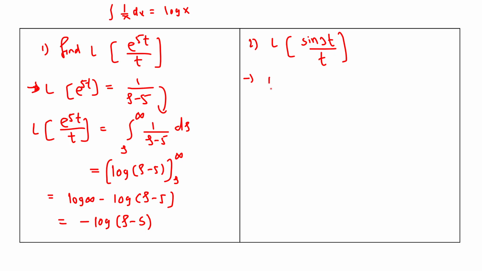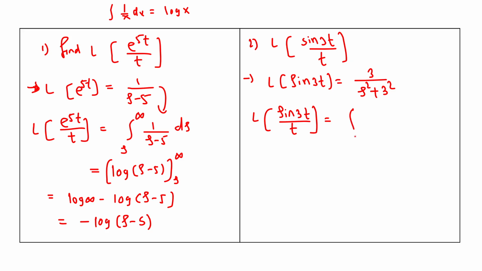So again same, initially find Laplace of numerator, that is Laplace of sine 3t. Laplace of sine 3t is 3 over s square plus 3 square. And then Laplace of sine 3t over t. Now you can see here t is in division form, so what you have to do, you have to integrate that Laplace by taking limit s to infinity. 3 constant I am taking outside, so inside will get 1 over s square plus 3 square and ds, right?